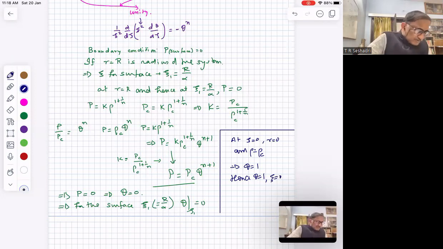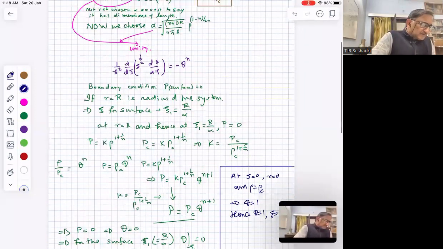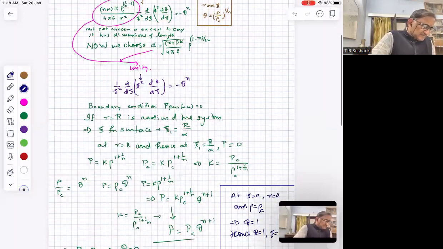At the boundary of the star, theta should be 0. At the center of the star, xi should be 0. And at the center of the star, theta should be 1. So with these boundary conditions, we solved those equations.